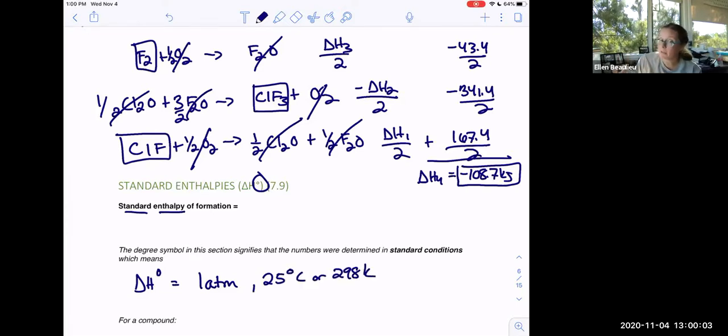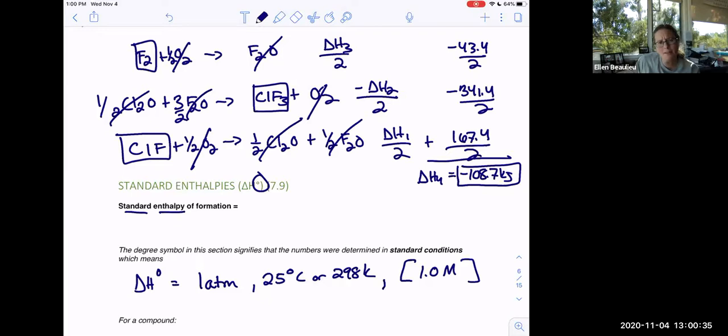So that's different. That degree symbol for standard conditions in thermochemistry means you're at room temperature. And one more thing, it means your concentration for your reactants is 1 molar. So if you have aqueous reactants, the concentration of those reactants is 1 molar concentration. Those are standard conditions. So when you see that little degree symbol, it means standard enthalpy of formation.